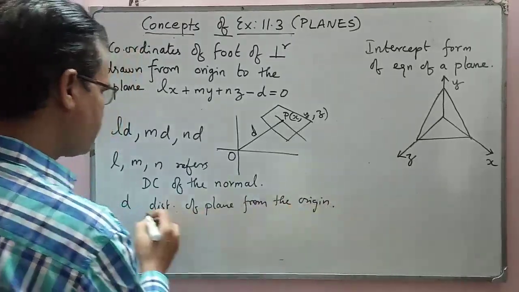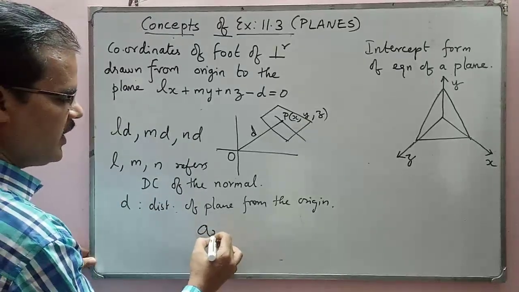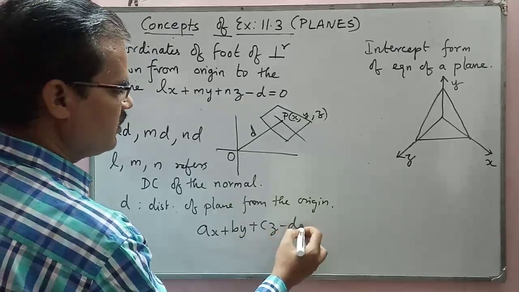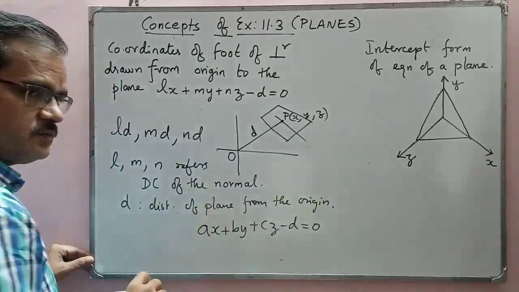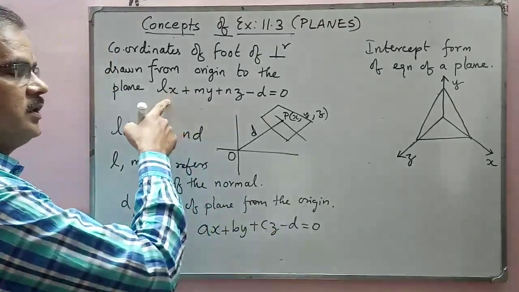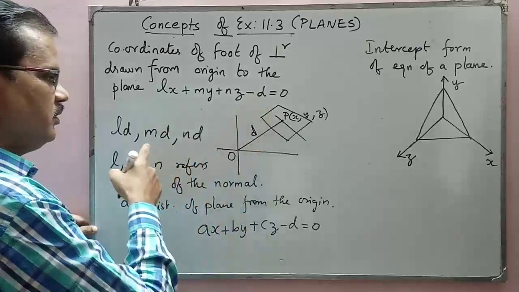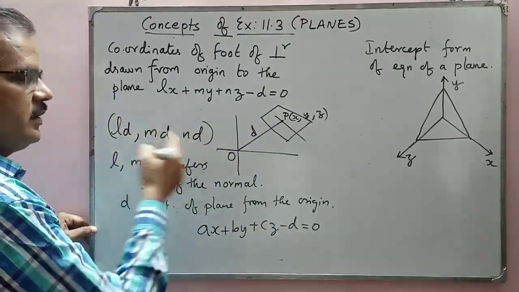In this type of questions, mostly the questions will be given with a direction ratio. It will be in this format: ax plus by plus cz minus d equal to 0. Then you have to convert this into the normal form. Then you will be finding the d. Then you will substitute in this. This will give the point lD, mD and nD.